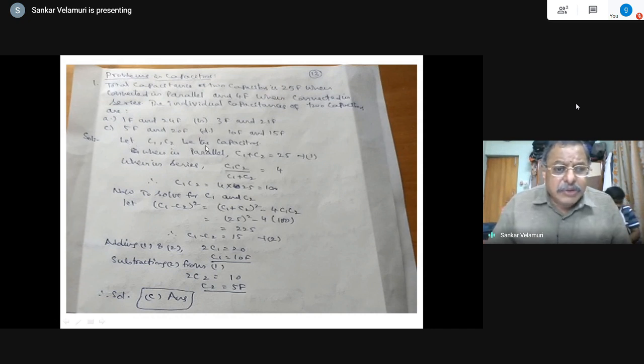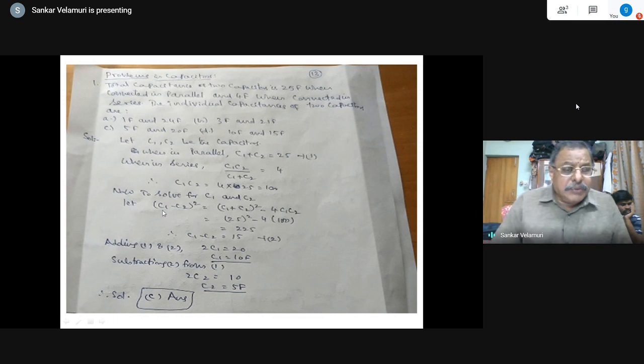So let C1 and C2 be the capacitors. When in parallel, we know that it is the sum of the capacitances, so C1 plus C2 is equal to 25. When in series, it is C1 C2 by C1 plus C2, so C1 C2 by C1 plus C2 is equal to 4. That is, C1 C2 equals 4 into C1 plus C2, which is 4 into 25, that is 100. So it is 100.